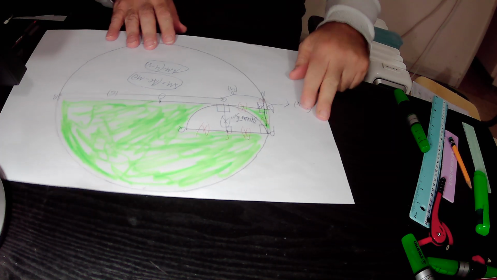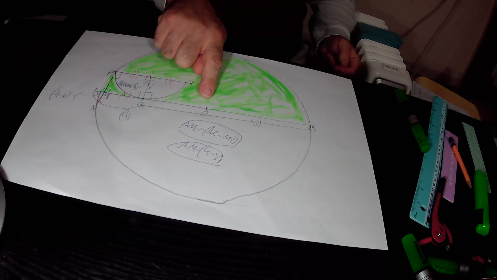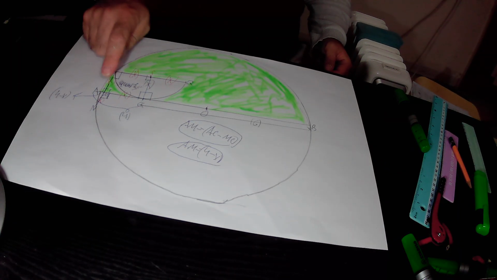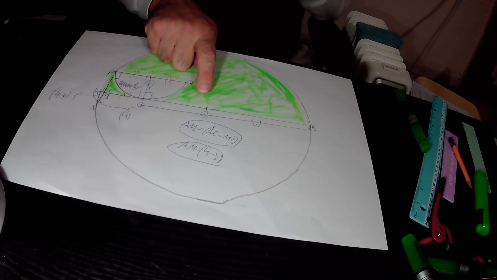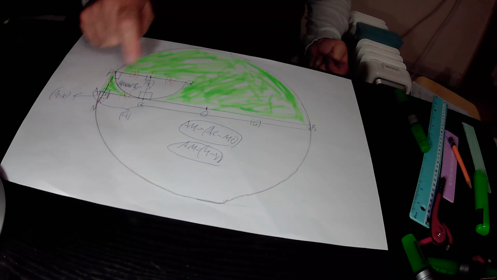So in the drawing, point O is the center of this big circle. From point O, we have perpendicular OM on chord PN. Again, from point O, that is the center of this big circle, we have perpendicular OM on chord PN.